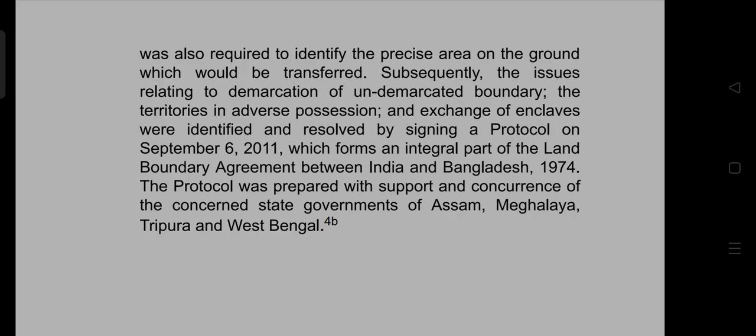Subsequently, the issues relating to the demarcation of the undemarcated boundary, the territories in adverse possession and exchange of the enclaves were identified and resolved by signing the protocol on September 6, 2011, which forms an integral part of the land boundary agreement between India and Bangladesh, 1974. The protocol was prepared with the concurrence of the concerned state governments of Assam, Meghalaya, Tripura, and West Bengal.